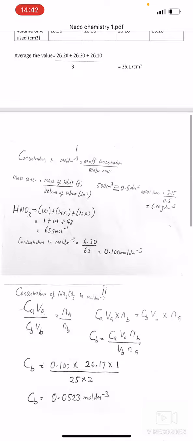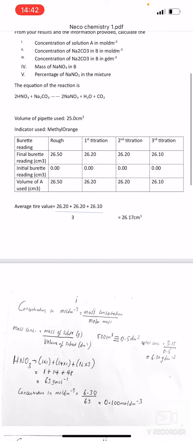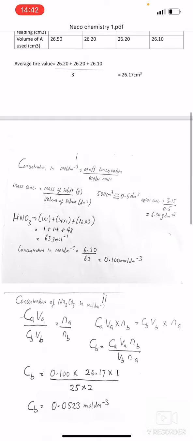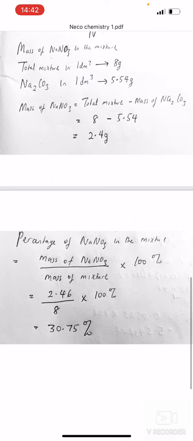Now then, the Roman figure 5, they ask us to find the percentage of NaNO3 in the mixture. So this is the formula that we are going to use. That's the mass of NaNO3 over the mass of the mixture, the total mass, times 100%. And when we slot in our values, we will get 30.75%.